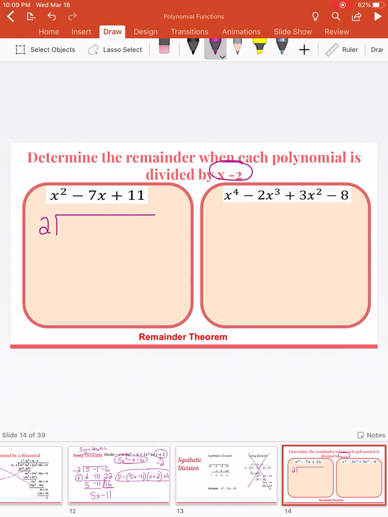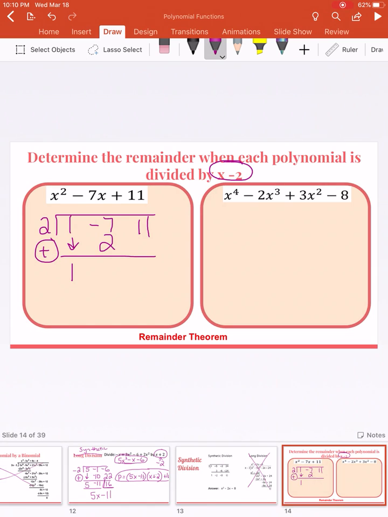And then I'll take each coefficient. So my coefficients here are 1, negative 7, 11. Notice how this polynomial is already written in descending order in accordance to degree, and there are also no terms missing, so I don't need to put a 0 placeholder in. I'm going to carry down my 1 and then multiply. So 2 times 1 is 2.